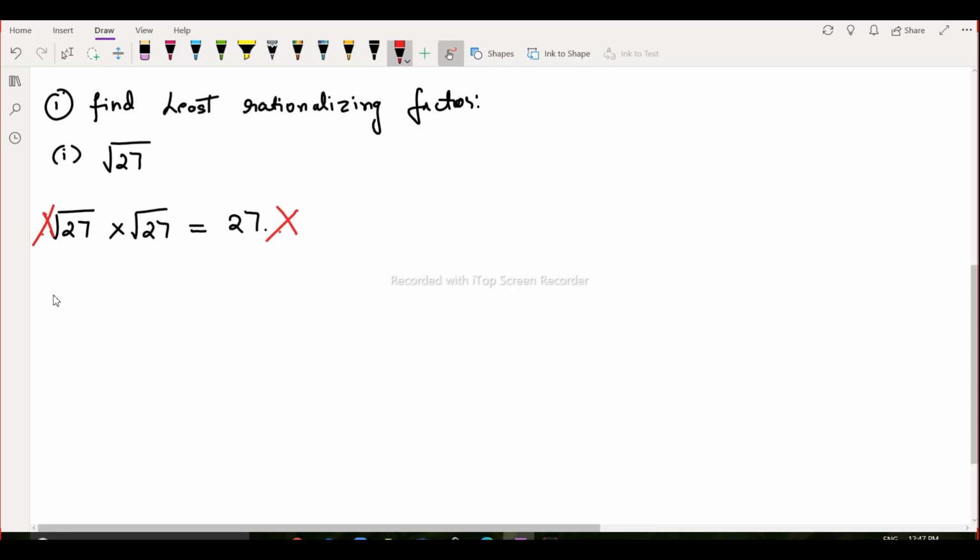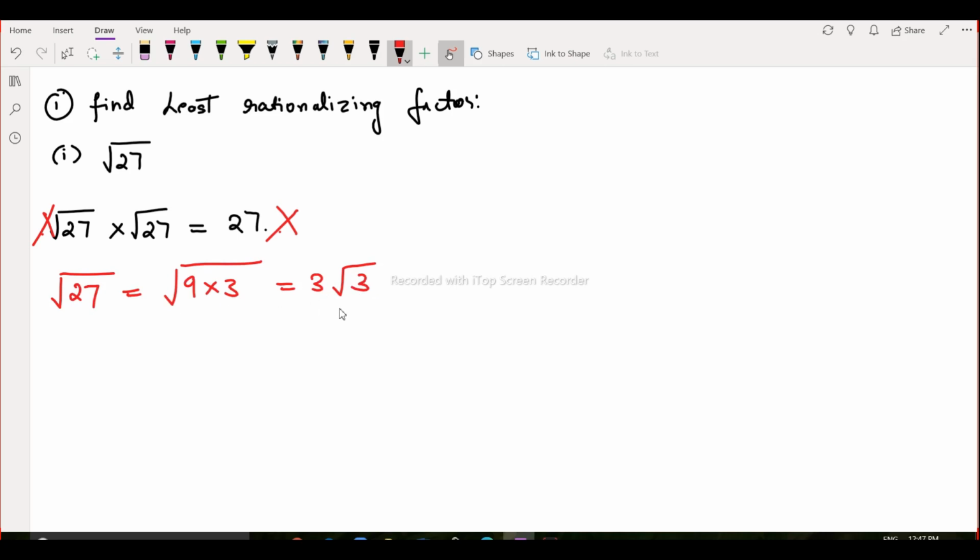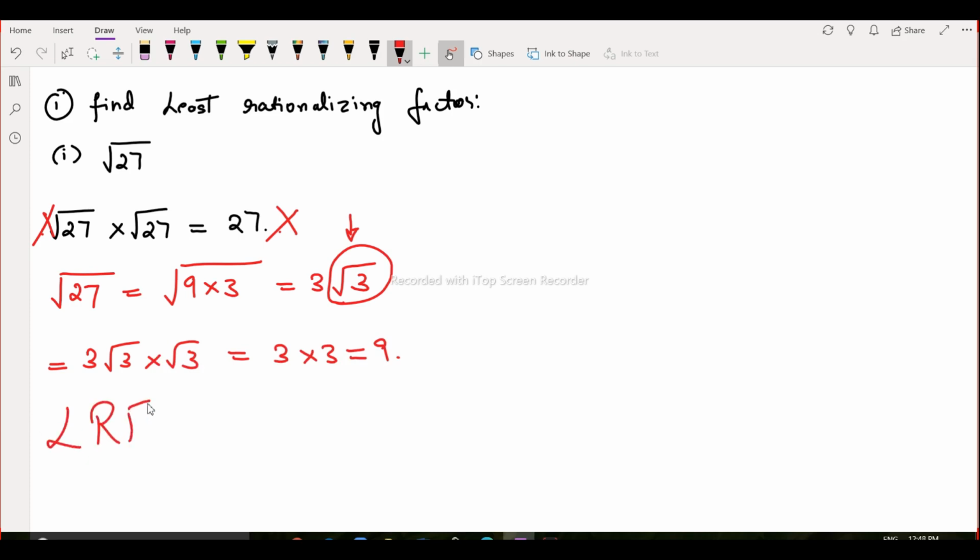So what I'll do in such a question is first try to simplify root 27. Root 27 I can write as 9 into 3, which in turn gives me 3 root 3. Now, in 3 root 3, the only part which is important to us is root 3. So I'll multiply 3 root 3 by root 3, and this will give me the answer as 3 into 3, which is 9, which is a rational number. So if I have to answer this question, the least rationalizing factor, I'm just writing LRF, for this one will be root 3.